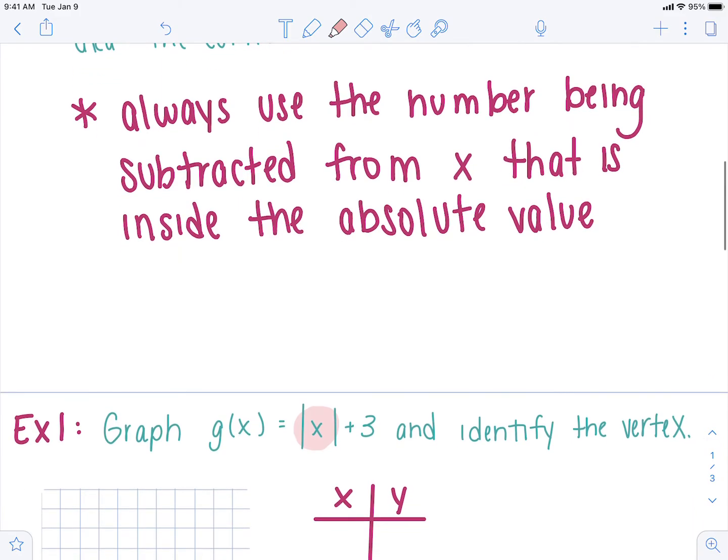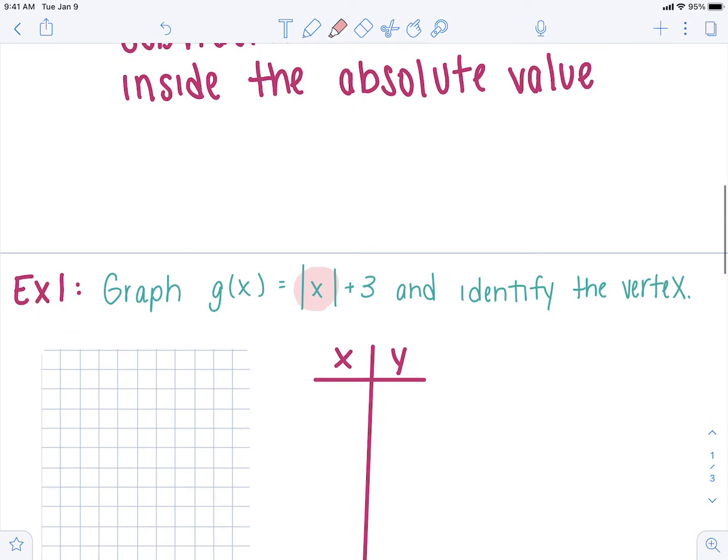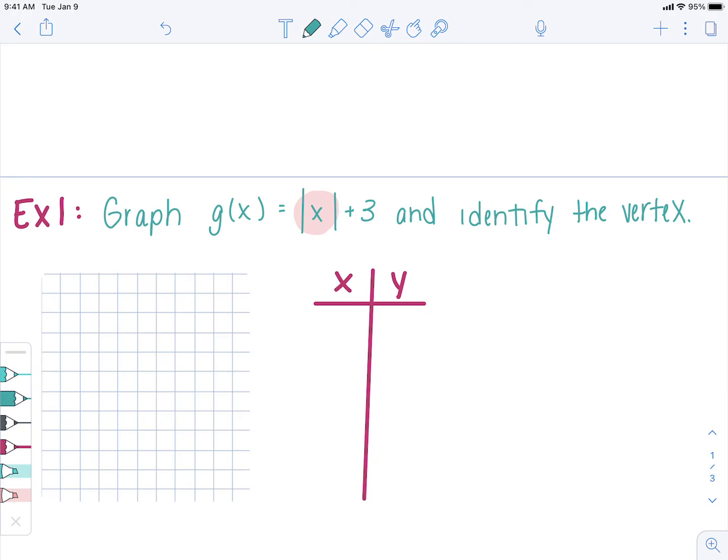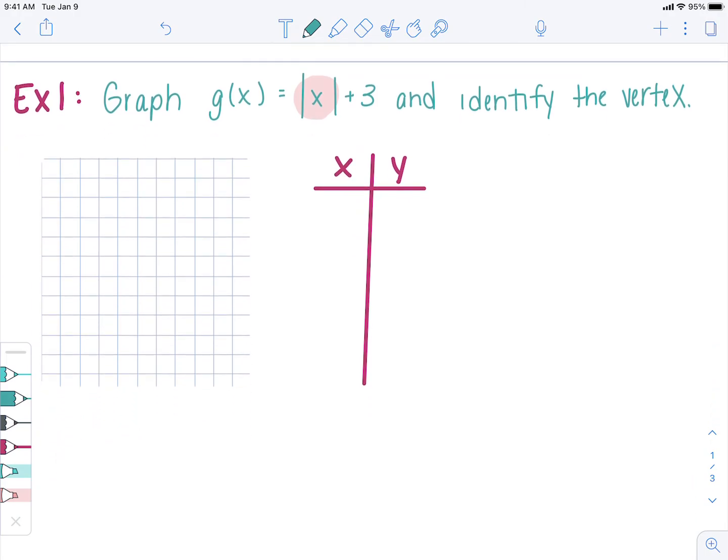So when I go in and write my table, I like to look at the number that's being added or subtracted inside the absolute value, and that's the first number I like to put in my table. I normally put it right in the middle, because I know the vertex is right in the middle of my graph, so now I can see that my vertex has an x value of 0. And then I'm going to pick numbers on either side, a number smaller than 0 and bigger than 0. I want to have about 5 numbers on there so I can get a good idea of what's happening.